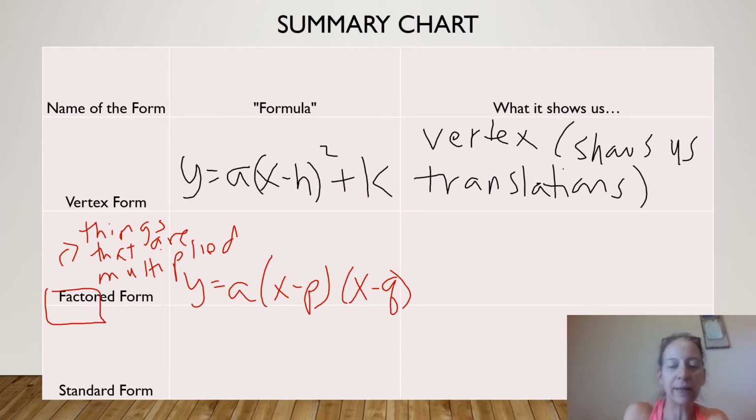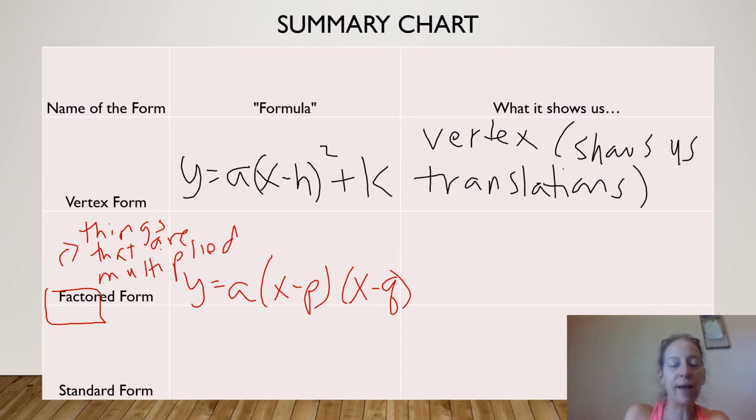So for instance, you might have something like y equals (x minus 3)(x plus 4). And so the p value would be 3 and the q value would actually be negative 4, because you'll notice that it's got a plus sign there, which would come from minusing a negative. Okay, but that's all the p and the q are.